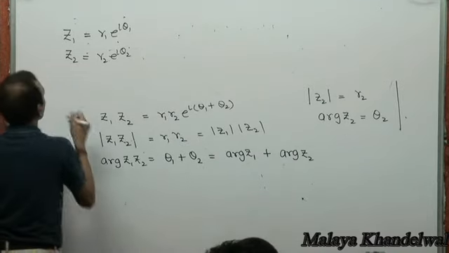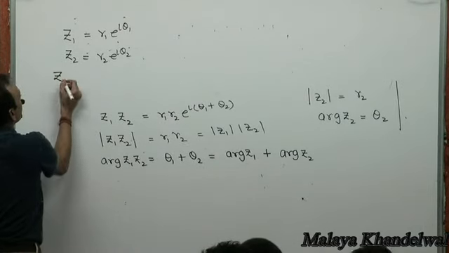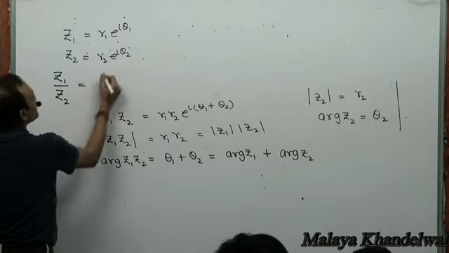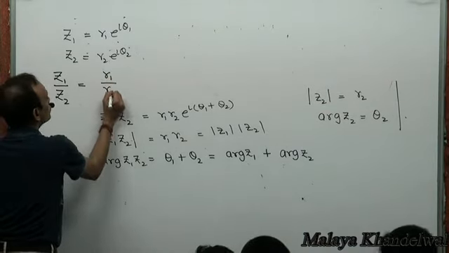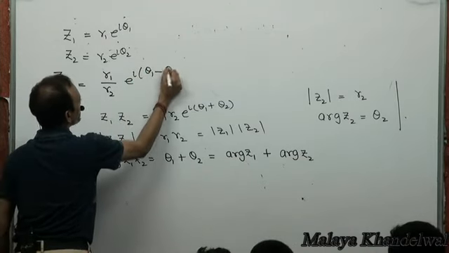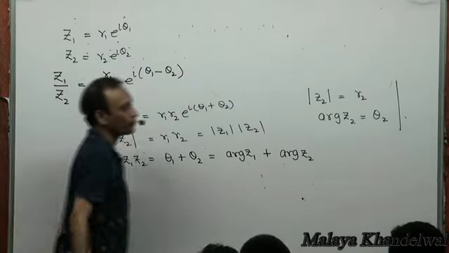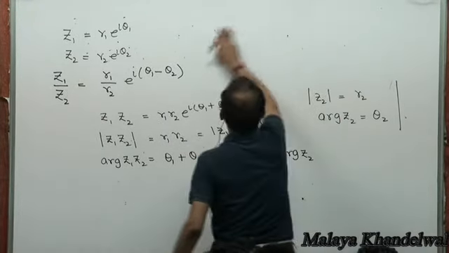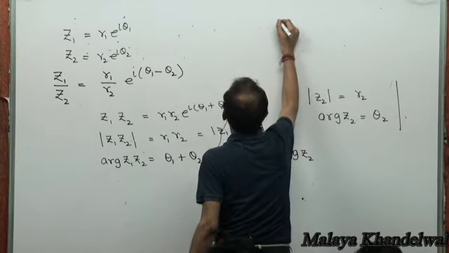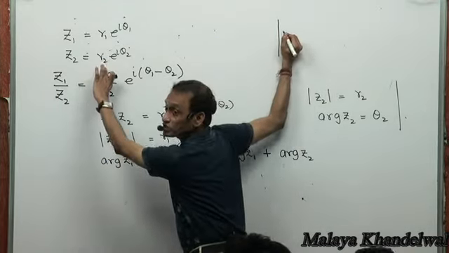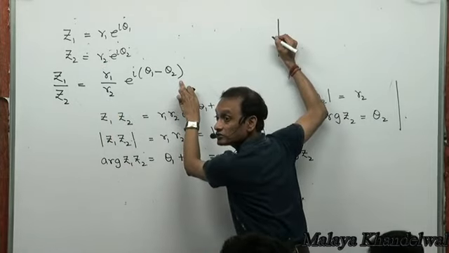Now, z1 by z2 is r1 by r2 e power i (theta 1 minus theta 2), yes or no? Now, this is a complex number, and this is its modulus, and this is its argument.